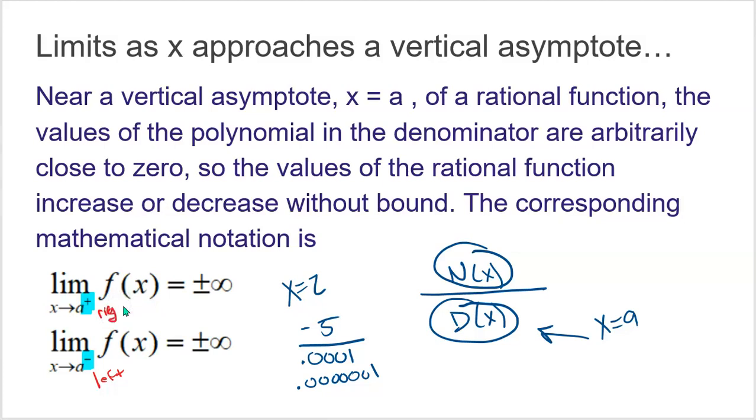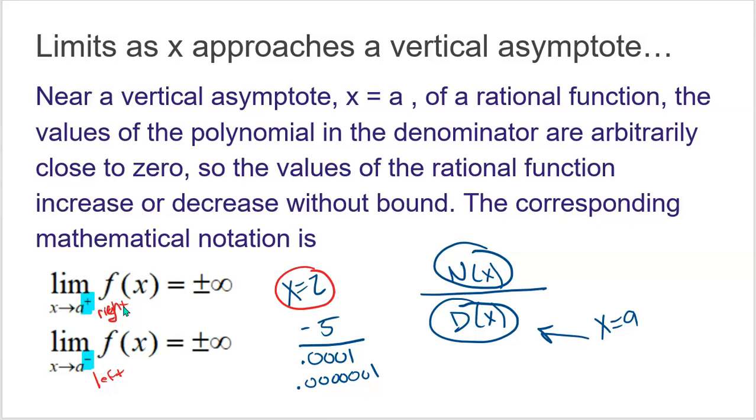Okay? So again, if we're talking about approaching 2, and we want to approach 2 from the right, we're talking about the right side of 2: 2.0001, 2.00001. And if we're talking about approaching 2 from the left, we're coming at 2 from the left side, which would be 1.9, 1.999, 1.99999.